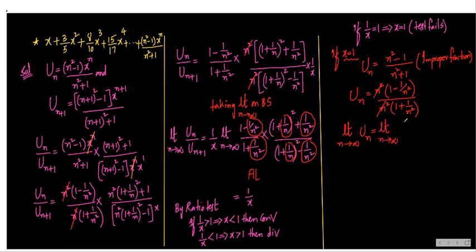Limit n tends to infinity 1 minus 1 by n square divided by 1 plus 1 by n square. So we know that when n tends to infinity, 1 by n tends to 0. So these are the parts which completely become 0. So our answer is 1. Therefore, 1 is greater than 0. Therefore, directly we can say that summation un converges.